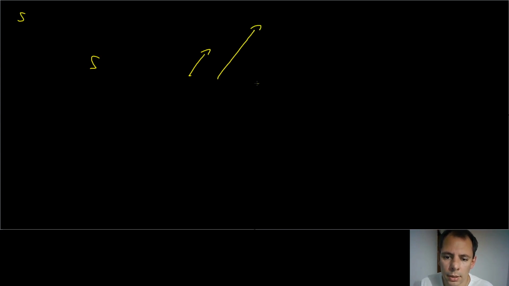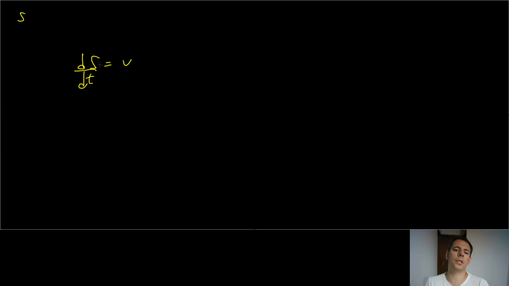So it can be like this, it can be like this, it can be like this. This one is different from this one, different from this one, different from this one. So the displacement vector is going to be this one. ds dt is going to be the velocity vector. This is a vector, this is a vector, but maybe we're not going to treat these as vectors. We're going to treat them as equations.